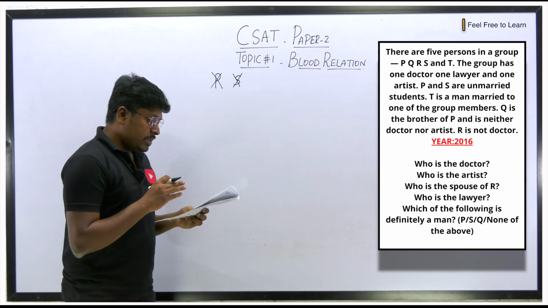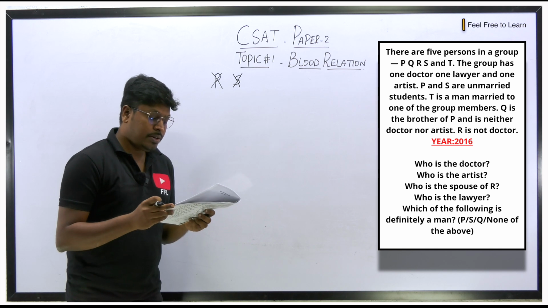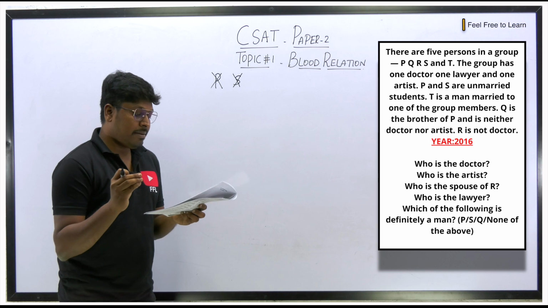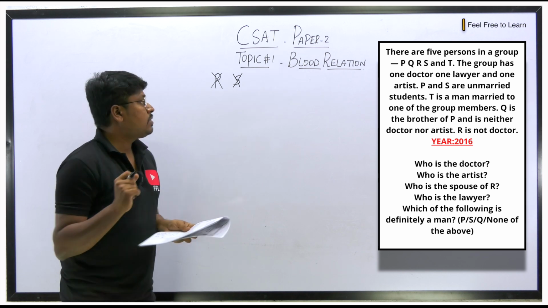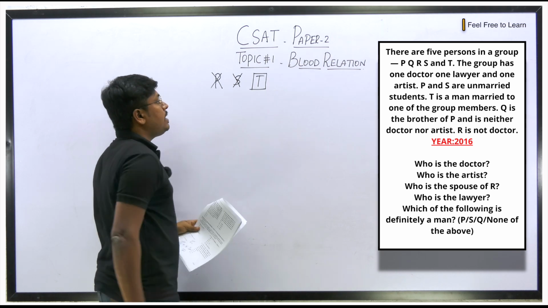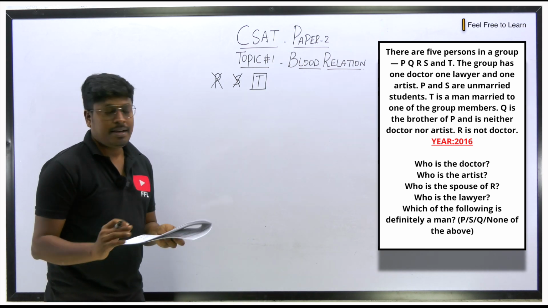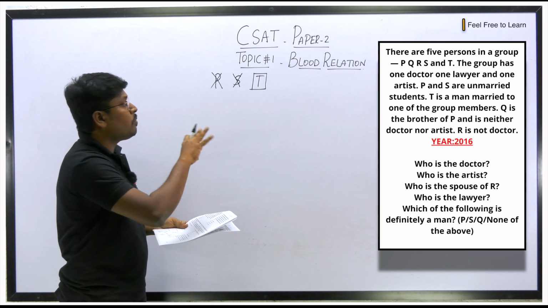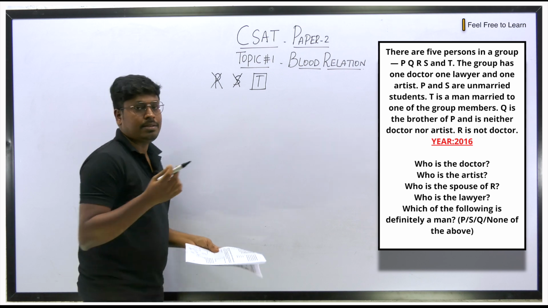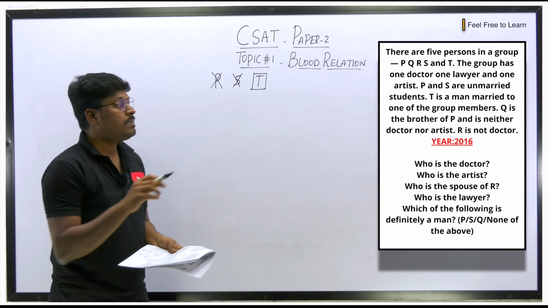Understood? So T is a man married to one among the group members, right? So what they are saying is, T is a man married to one among the group members. So person T is a man. So from this point we can say that the person T is a male person and he is married to a person who is one among the group, right? So definitely P and S will not be there because both are students. So other than them, among the remaining persons, T will be married.